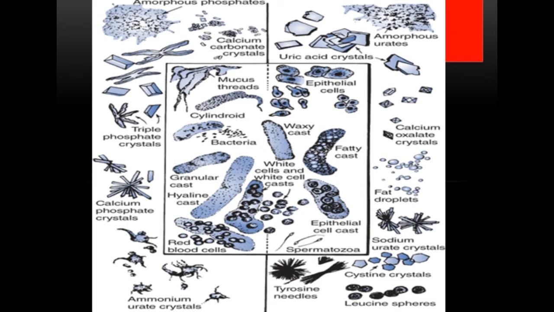The central part basically reflects the presence of organized material, and they are mainly in the form of casts. What are casts? We will discuss it later. The epithelial cells are joined together and clumped together to form a longer tubular structure, which is called a cast.